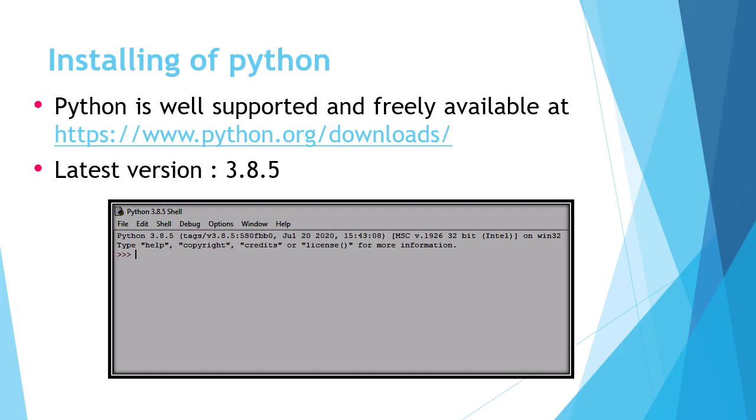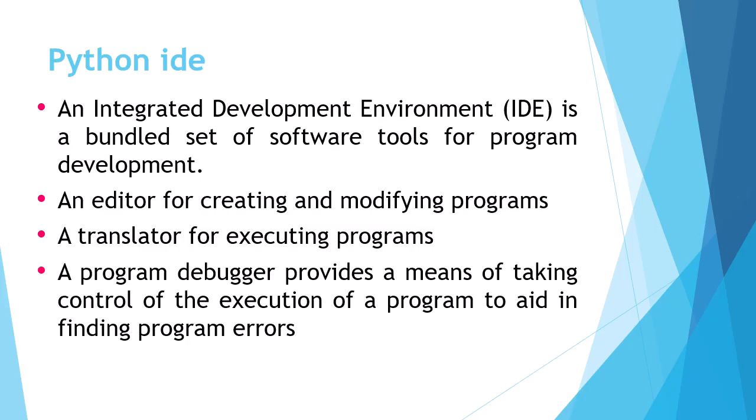How to install Python? Python is well supported and freely available on the internet, so we can download it from the website https://www.python.org/downloads. Our latest version is 3.8.5.